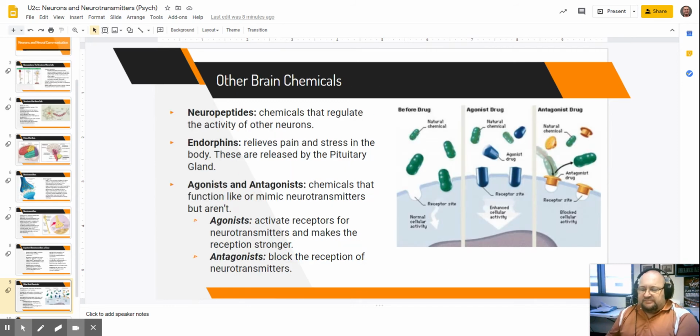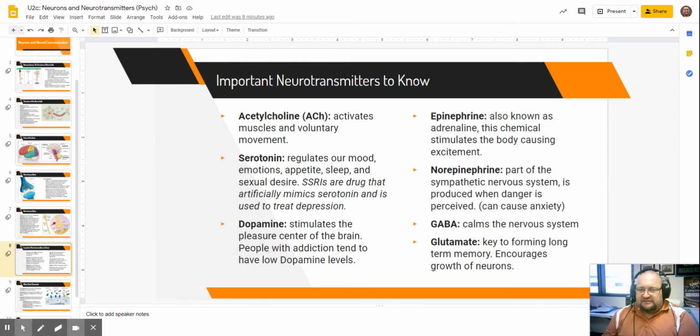Other types of chemicals that we're looking at, well, let's go back to these here. So ACh is what activates the muscles and makes our body move. It's the neurochemical that moves in motor neurons to cause our hands to squeeze when we grab something, our arms to tighten up and brace when we're going to lift something heavy.